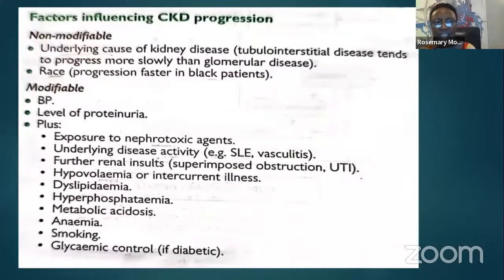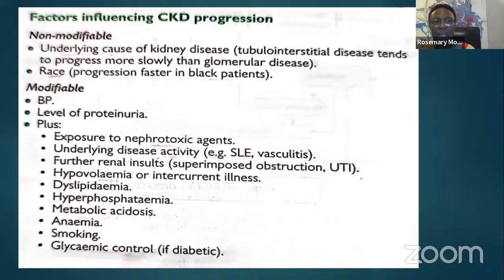So these are factors which influence the CKD risk progression. We've got the non-modifiable factors and the modifiable. The non-modifiable is basically the underlying cause of the kidney disease and the race. Okay, and they say the progression is faster in Black patients. This is as per my Handbook of Oxford Dictionary.